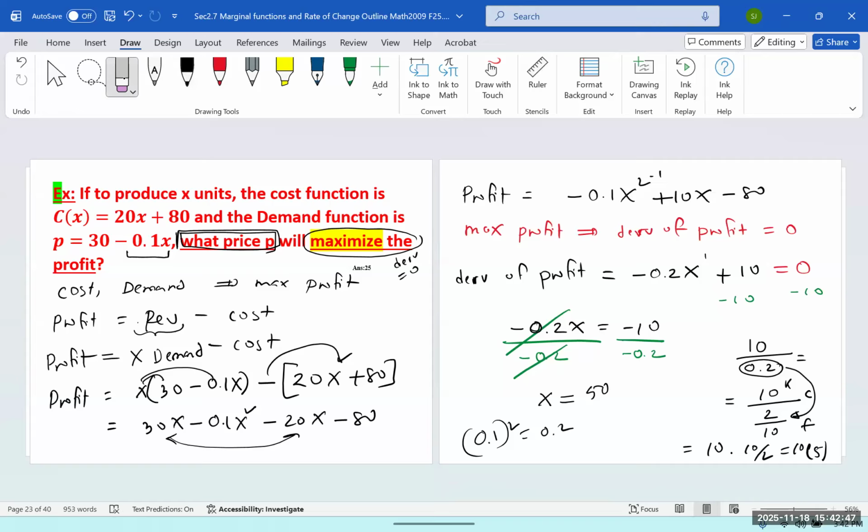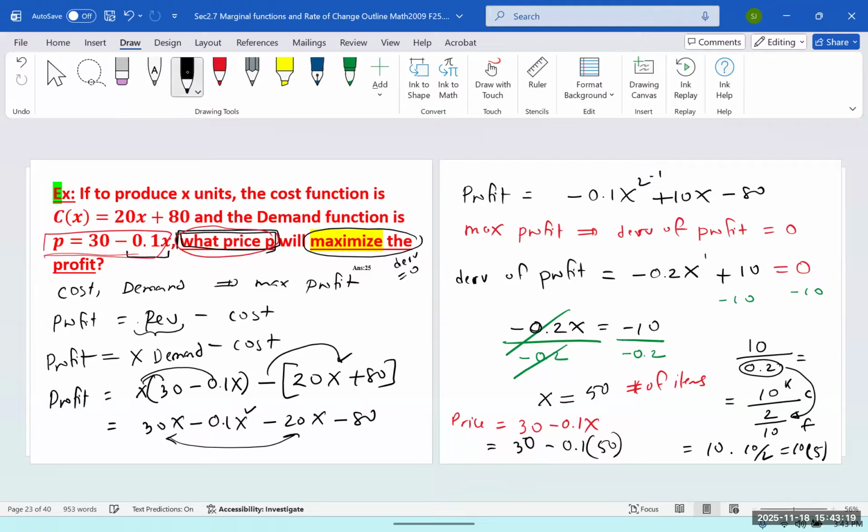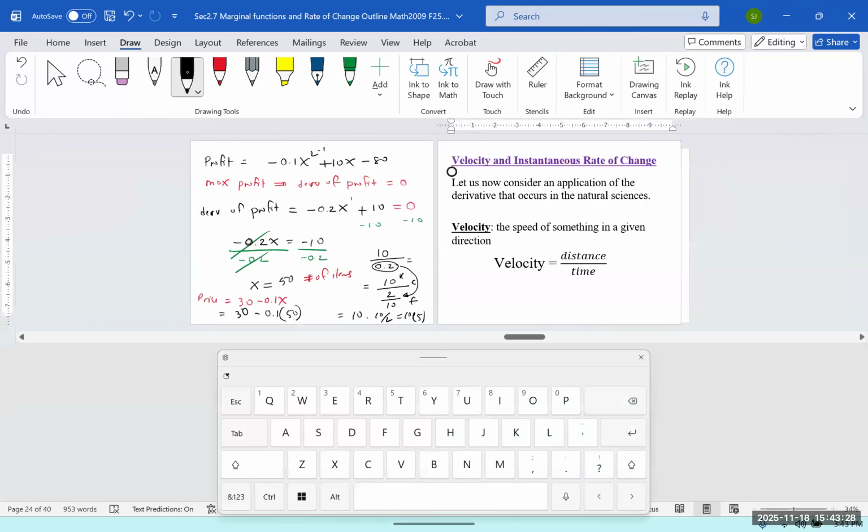So when you maximize the profit, we are getting the number of items. So this is the number of items, but they're not asking for the number of items. They're asking for the price. At what price? So price is given by the demand function here, 30 minus 0.1X. So we get 30 minus 0.1 times 50. Again, if it's in the calculator portion, your life is easy. But if it's not, you need more algebraic knowledge.